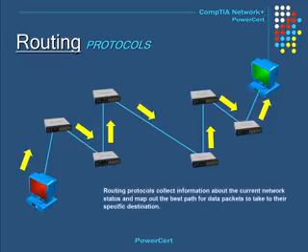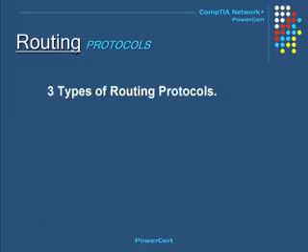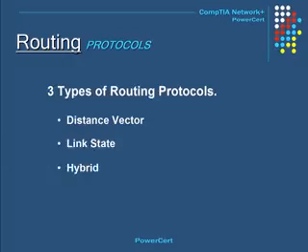Routing protocols collect information about the current network status and map out the best path for data packets to take to their specific destination. Now there are three different types of routing protocols. There's distance vector, link state, and hybrid.